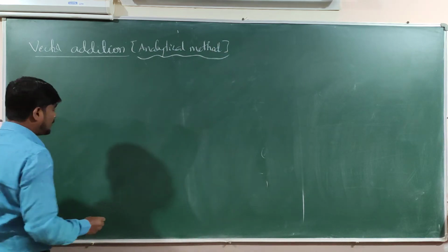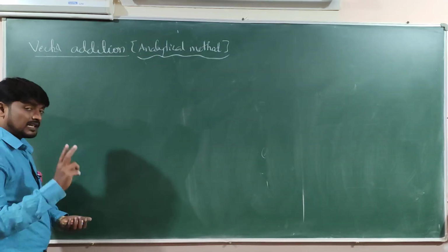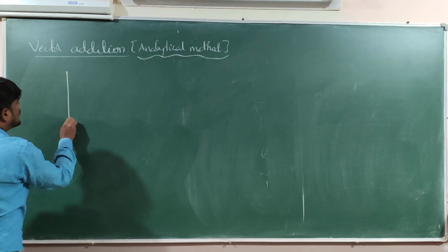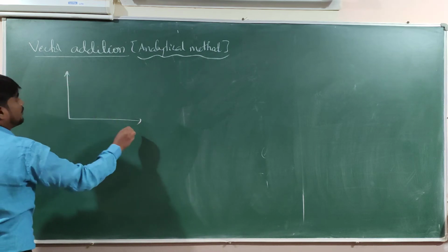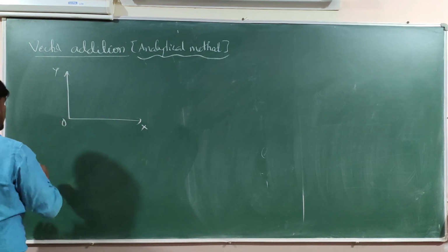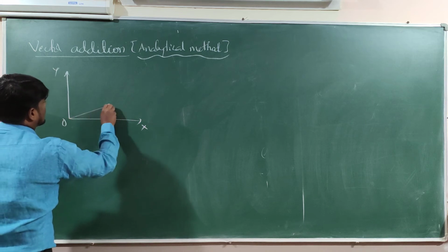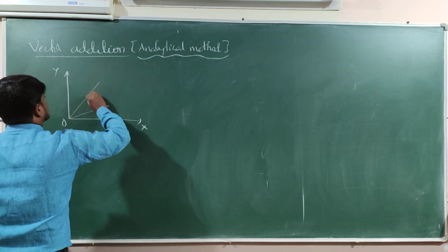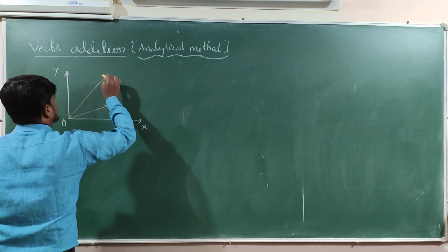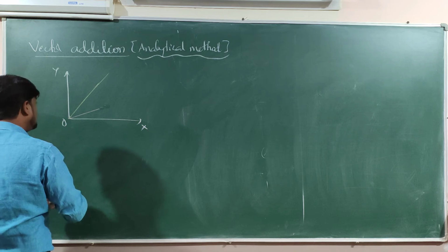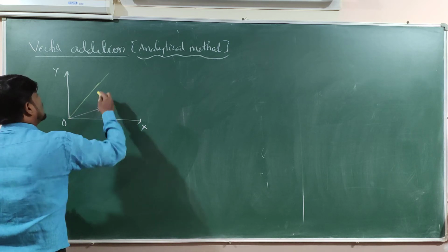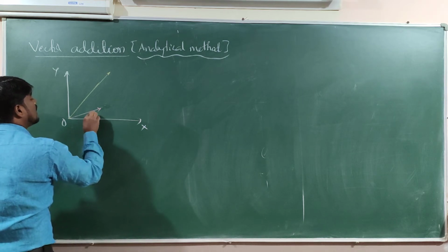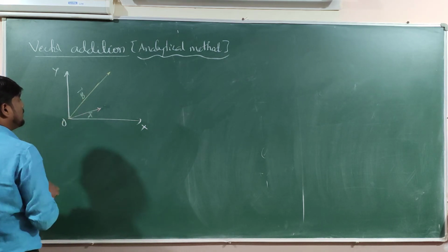Analytical method. Now friends, consider two vectors. First, I have to consider a plane with the x axis, y axis, and origin. One axis like this, another axis like this. Let me draw it a little bit better. This is the other vector. Now one vector is called A, another vector is called B.